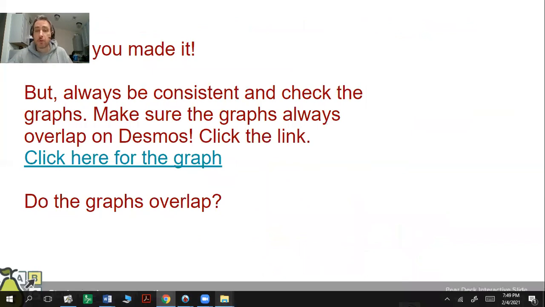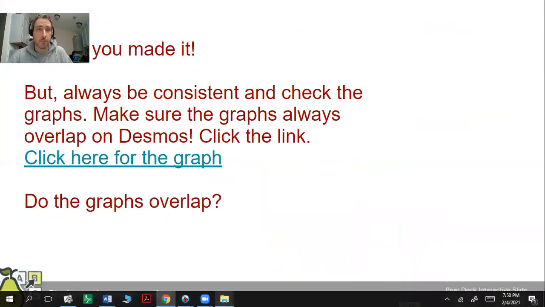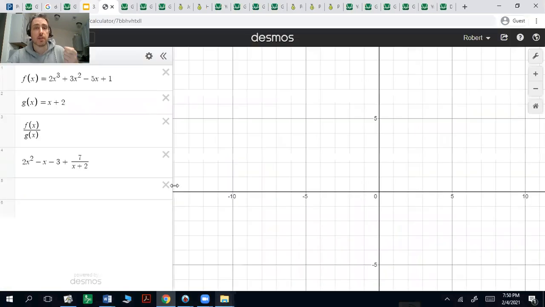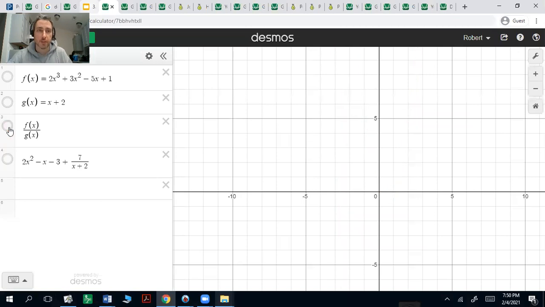Now we can still do the graphing thing. So again, we're going to graph 2x squared minus x minus 3 plus 7 over x plus 2. We're going to compare that and see how it compared to f of x divided by g of x. So when you have them divided, that's what it should look like. And as you can see, it overlaps it. So those two graphs are equivalent. So that means we did the work right.